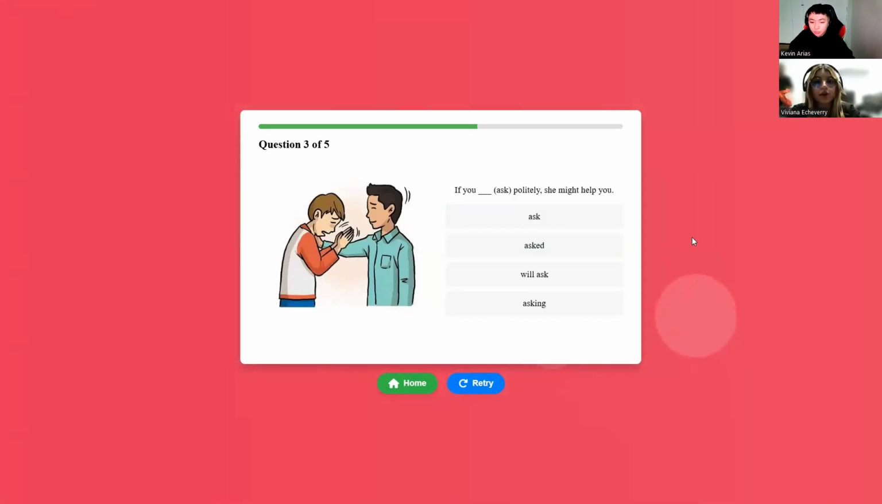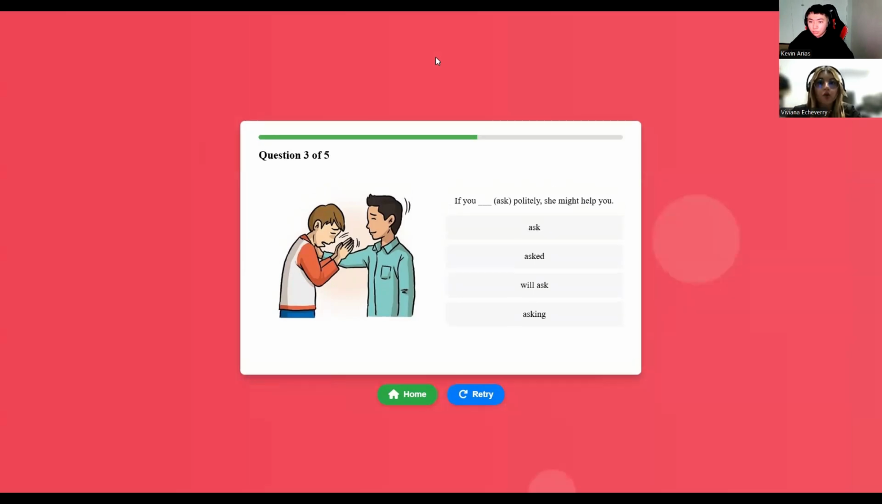Perfect. Here I have our third question that says, "If you (ask) politely, she might help you." This is an example of a first conditional with a modal verb, in this case "might," in the result clause, describing a likely outcome. We use the present simple, "ask."